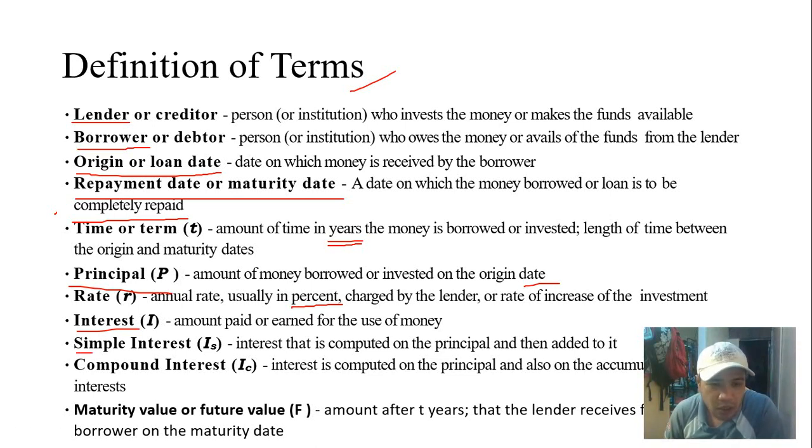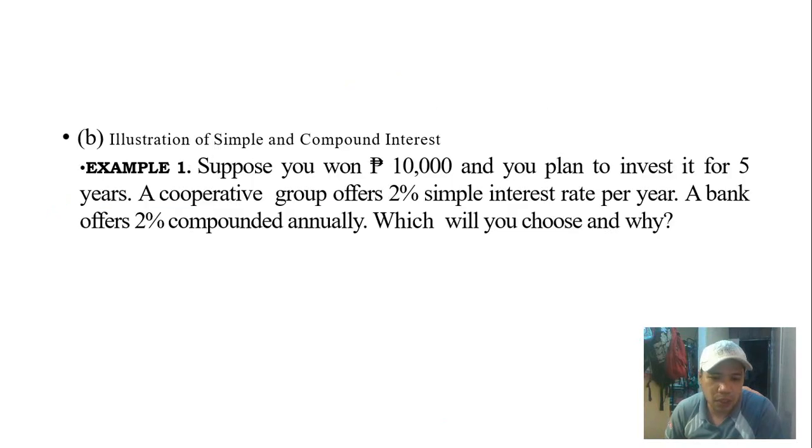Simple interest, so ito yung dalawa nating topic. Simple interest is interest that is computed on the principal and then added to it. Later on, we will have the idea on how to compute the simple and compound interest. Compound interest, IC, is interest computed on the principal and also the accumulated past interest. The maturity value is technically the future value, the amount after the term that the lender receives from the borrower on the maturity date.